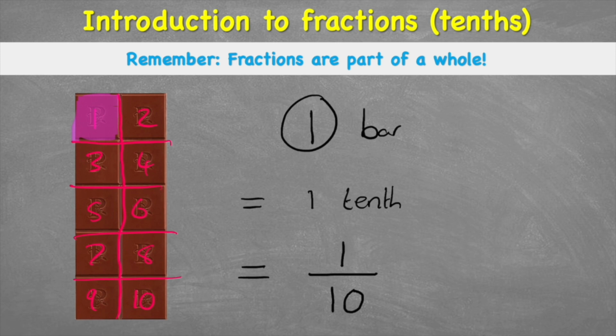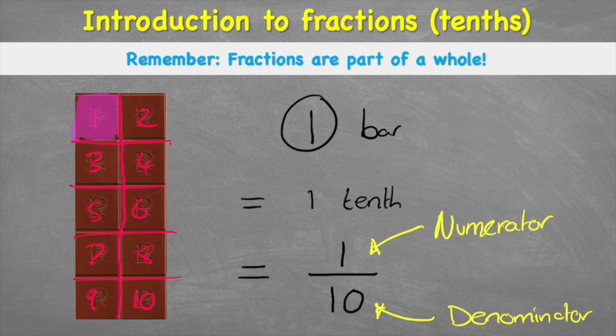Now at this point it's quite important to learn what we call these different numbers. The number on the top is the numerator, and the number on the bottom we call the denominator. And their jobs are pretty important. The number on the bottom shows how many we've split our whole bar into. In this case we split it into 10. And the numerator, the number at the top, shows how many we're focusing on, how many we're looking at. And in this case, it'd be 1.